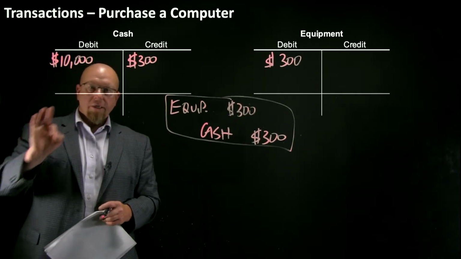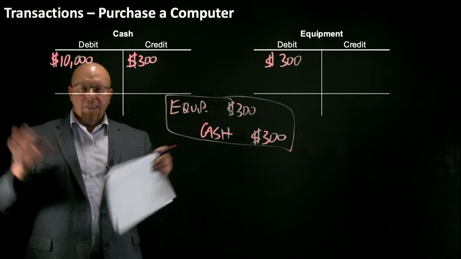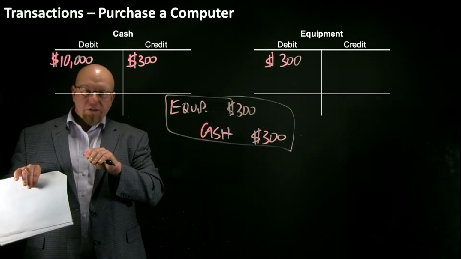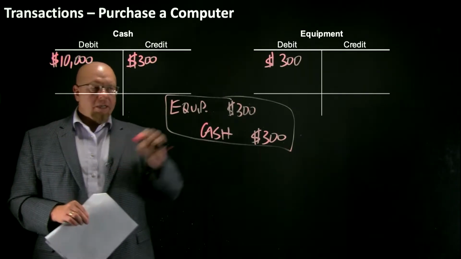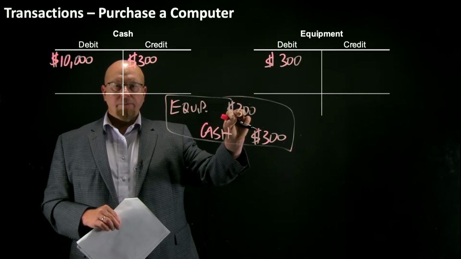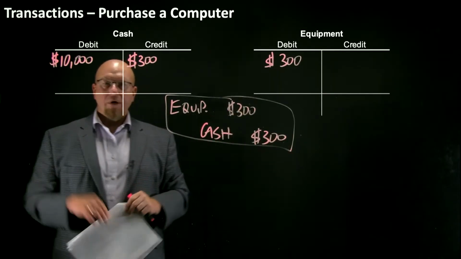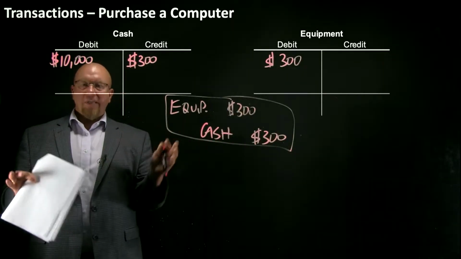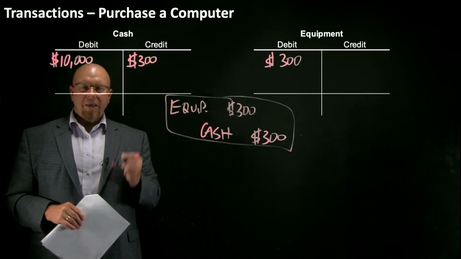You're going to click new transaction, and you're going to date the transaction, and then you're going to make a debit entry to the equipment account and a credit entry to the cash account. Click save. That transaction is recorded. Think about it as being that way.